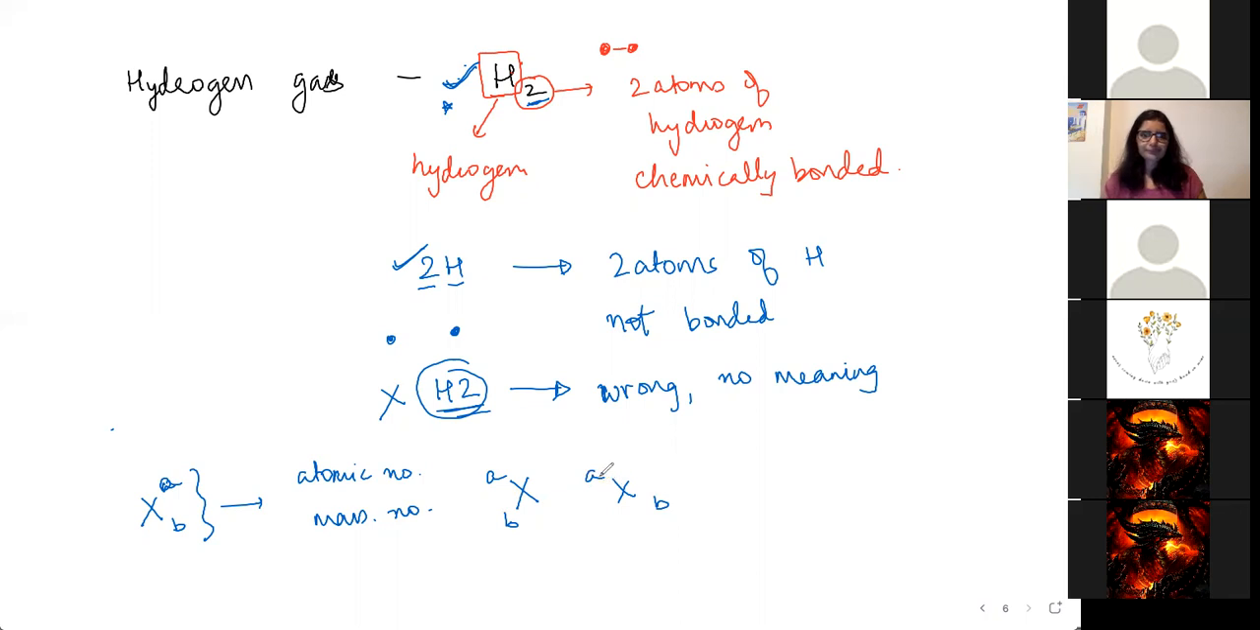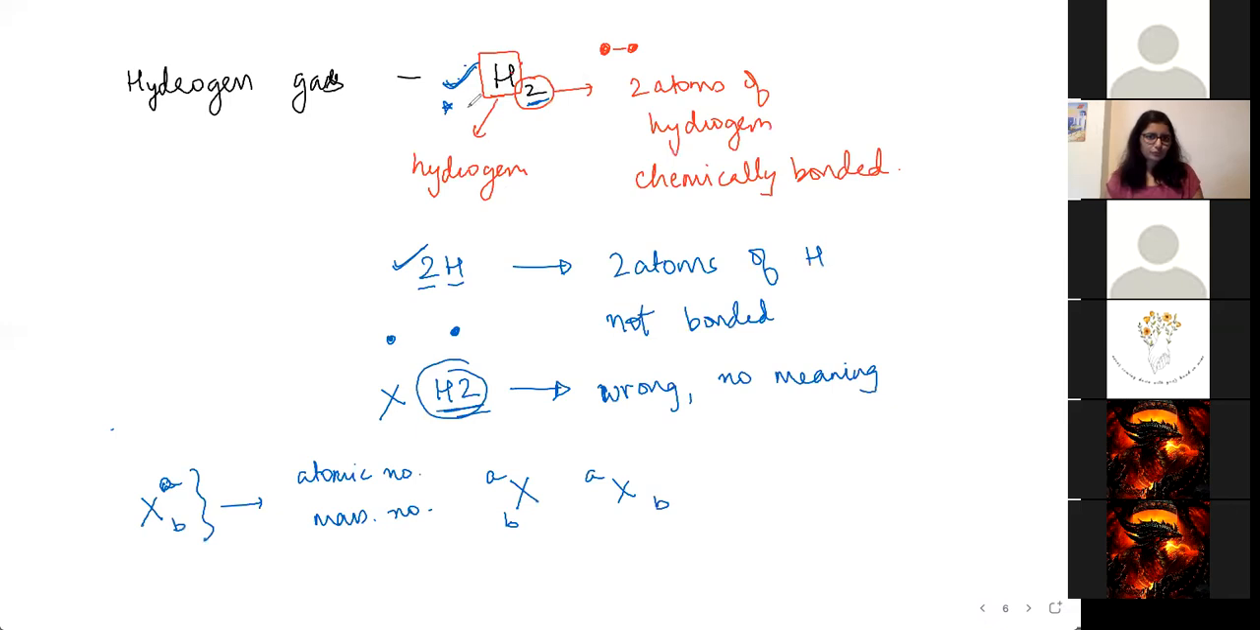Okay. Now coming to compounds. How are compounds formed? Now you know what this means. So if I have a compound, say something like NaNO3, what does this mean? What do you understand from this?